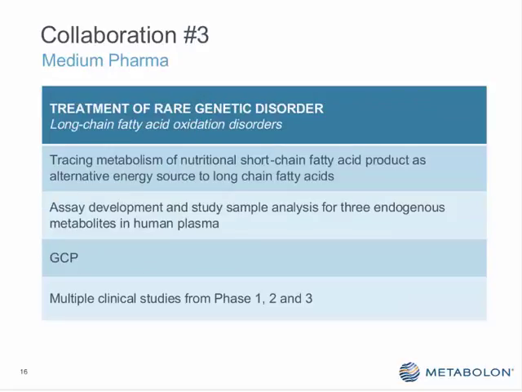So, next one to show you is a medium pharmaceutical company we worked with treating a rare genetic disorder, long-chain fatty acid oxidation disorders. They were tracing the metabolism of nutritional short-chain fatty acid product as an alternative energy source to long-chain fatty acids. We developed an assay for 3 endogenous metabolites in human plasma, and this is actually a GCP study, and again, is ongoing. We've had multiple clinical studies with them running from phase 1, 2, and 3, so it's been exciting to see this one come to fruition as well.